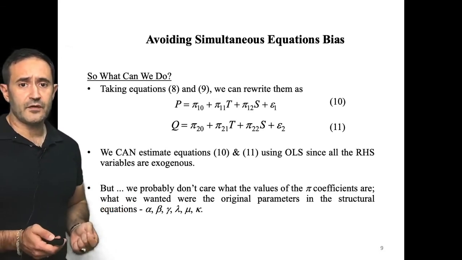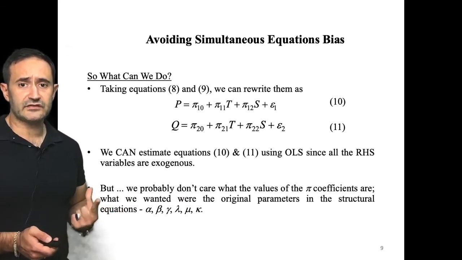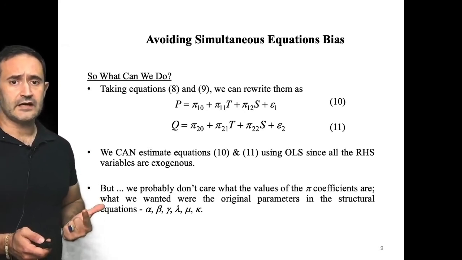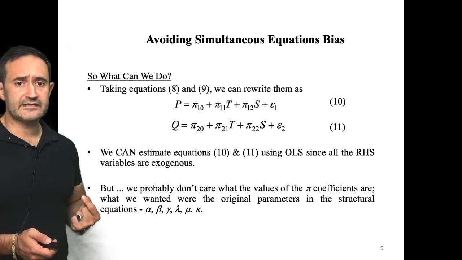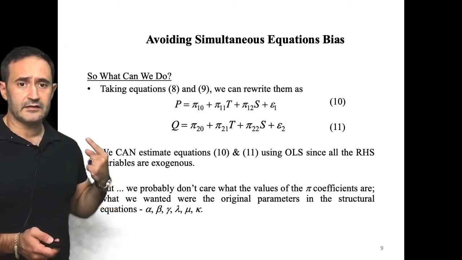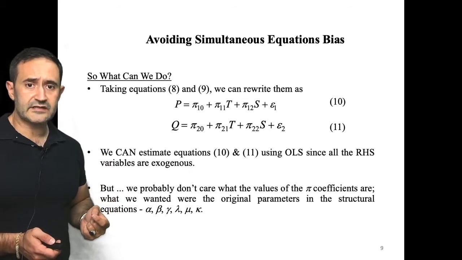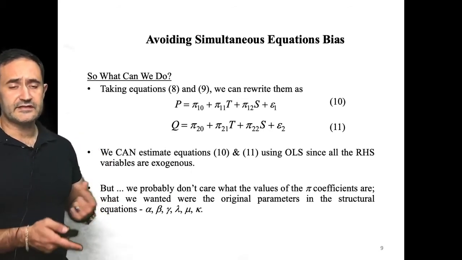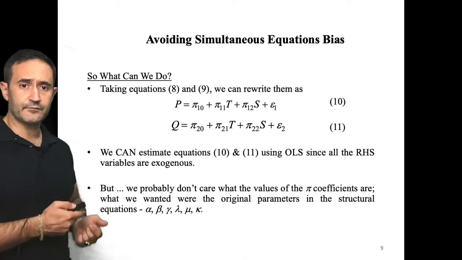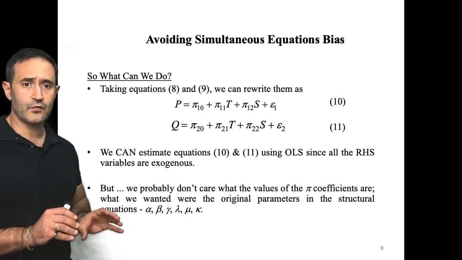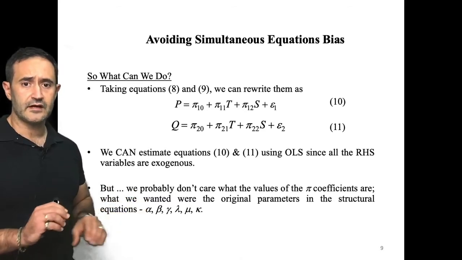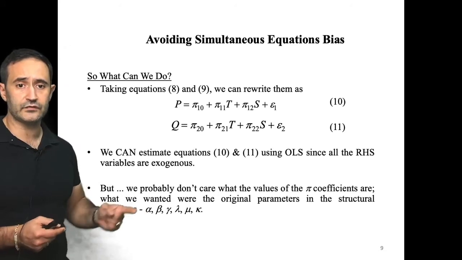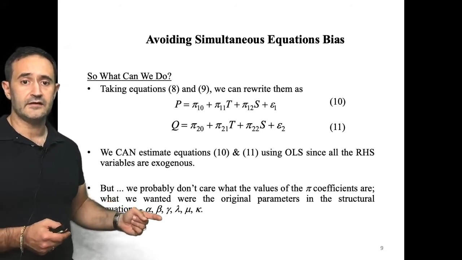However, we have T on equation 10 and we have T on equation 11, and what we are interested in estimating is not those pi 0, 1, 0, pi 1, 1, pi 2, 1, 2 in the equations, but the original ones. We have transformed the original problem into two equations, one for P and one for Q, and from those estimates we want to go back to this alpha, beta, gamma, etc.